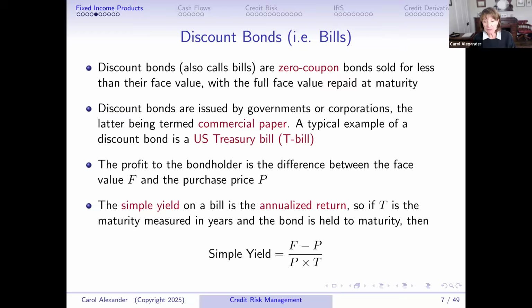But it's the annualized return. So if the bond is a 1 year bond, then the simple yield is just the return. But if it's a 6-month bond, then over a year, you would get twice the 6 months return. So if T is a half, in other words, it's a 6-month bond, your simple yield, which is always in annualized form, is 2 times the return. That's the same as dividing by T, which is the same as multiplying by 2 when T is a half.